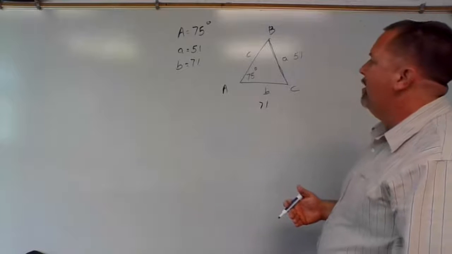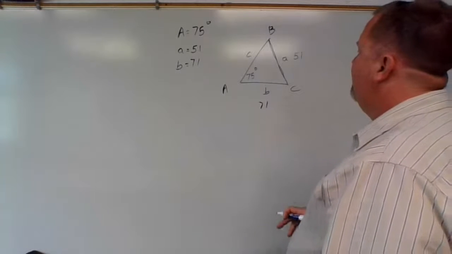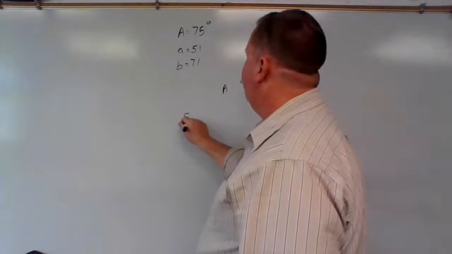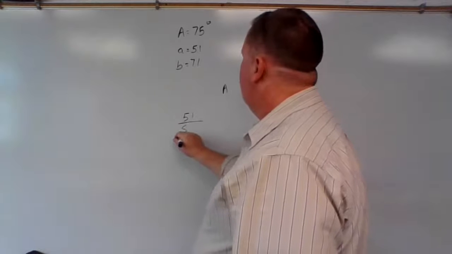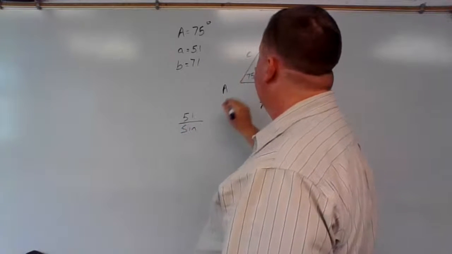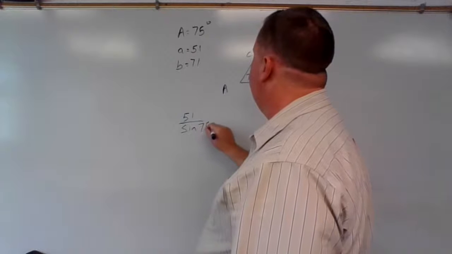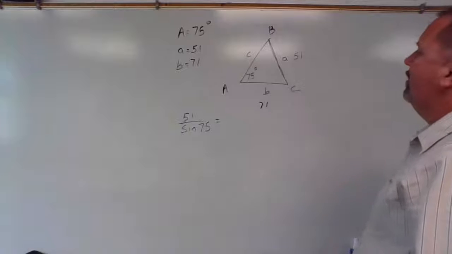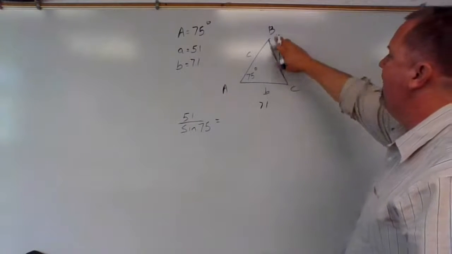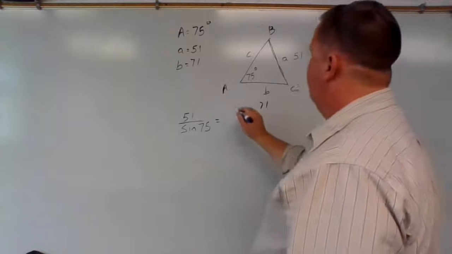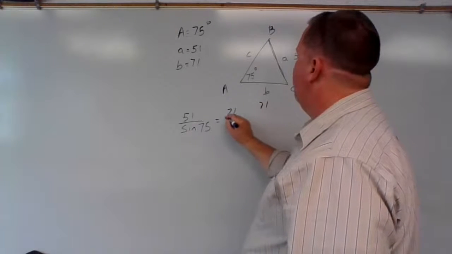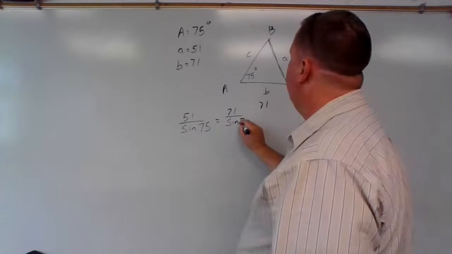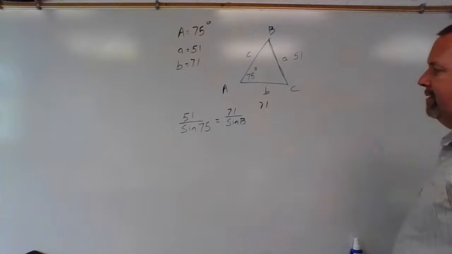So let's do the law of sines. And the law of sines says a over sine A. So let's write 51 over sine 75 degrees equals b over sine of angle B. 71 over sine B.